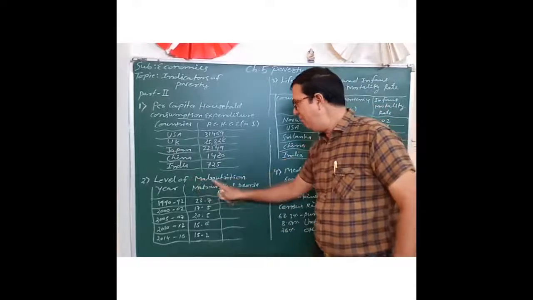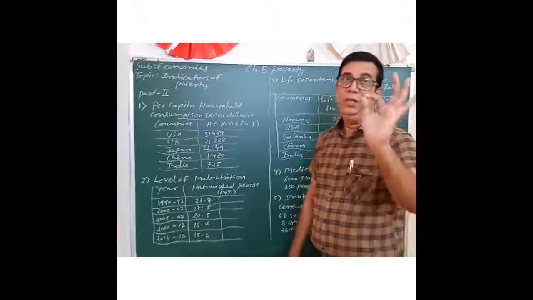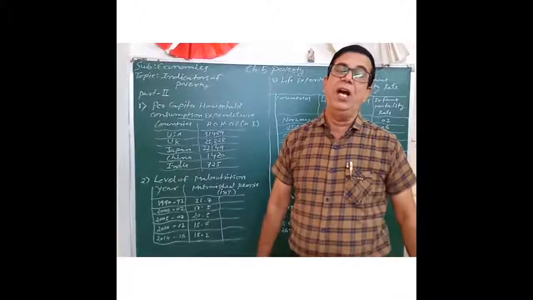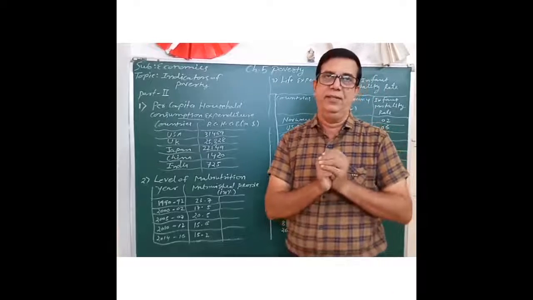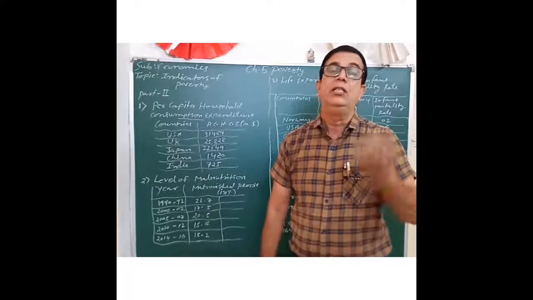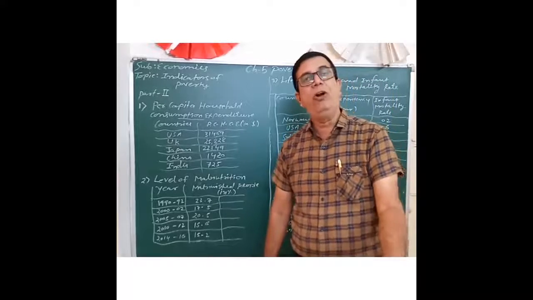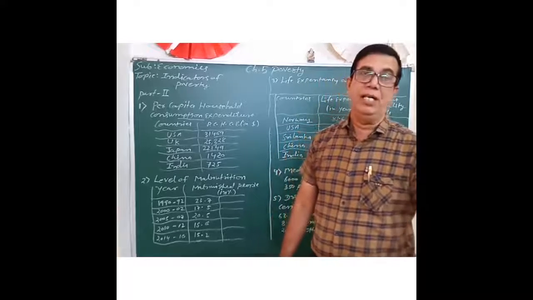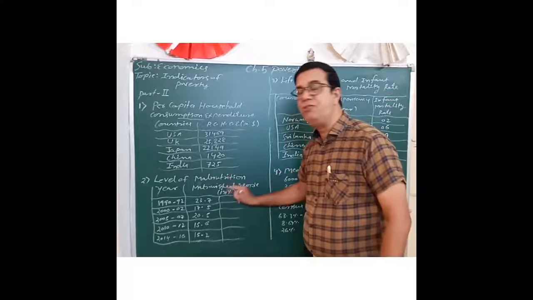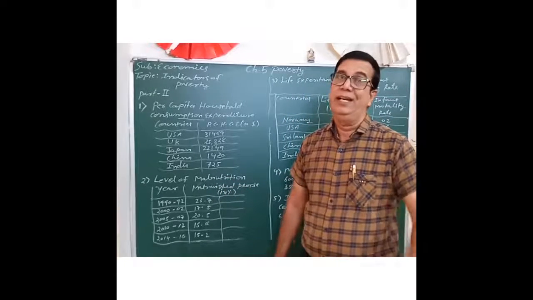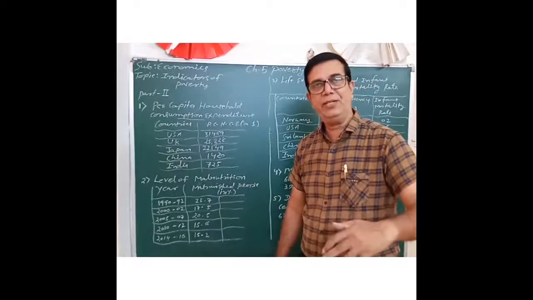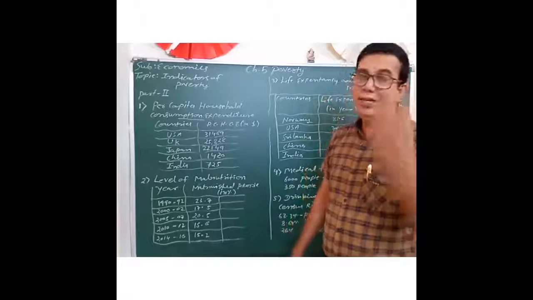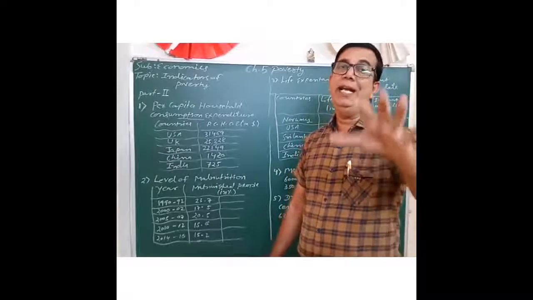Second one, level of malnutrition. Because of poverty, their income is less, and because of that household consumption is less. So you can't maintain the quantity of food and quality of food. Because of that, so many people are facing the problem of malnutrition. Here, quality and quantity both are less.